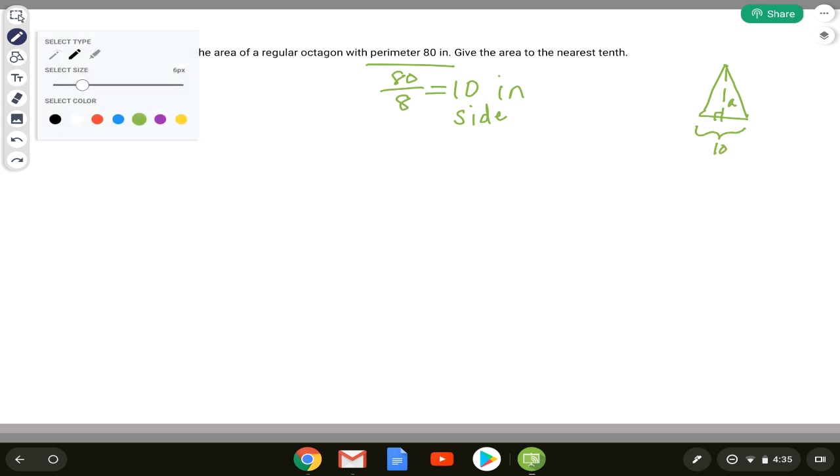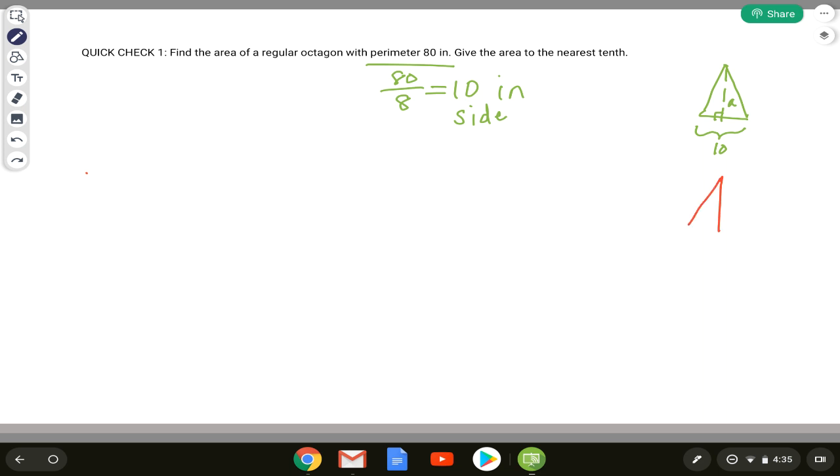Now, I also need to know the angle. So we really want to have a right triangle to deal with like we did last time. So if this is my apothem, I need to know what this angle is at the top. And I know that if the whole side length is 10, then this small triangle will have a bottom leg of 5, because that apothem bisected the bottom side there.